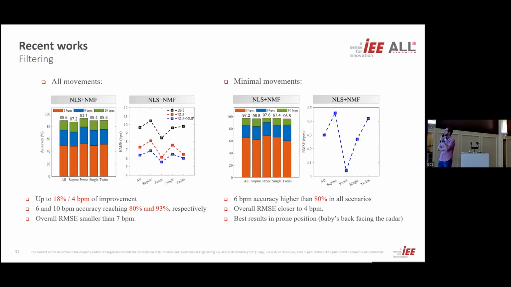Just a summary of the results. We managed to get almost 20% of improvement. That means close to 4 BPM, and our accuracy was close to 80% all the time, with a 6 BPM accuracy. Overall, our MSE is smaller than 7 BPM.